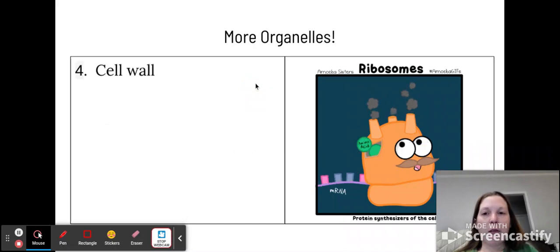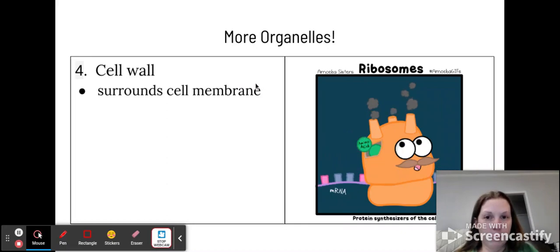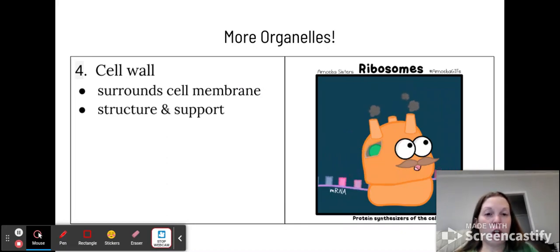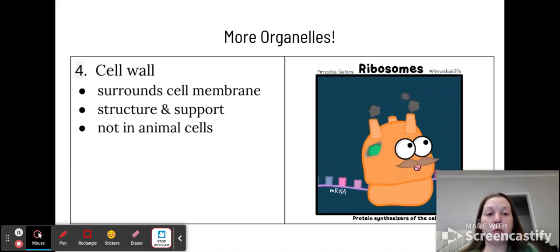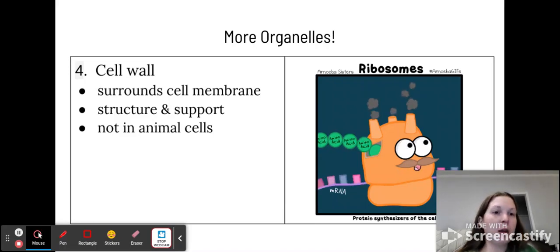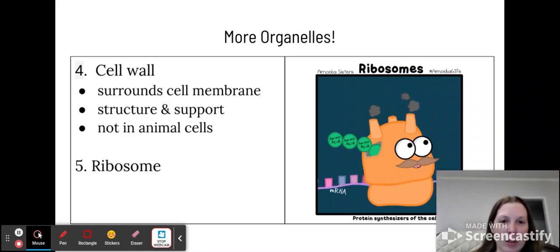So, more organelles: we have a cell wall, and this surrounds the cell membrane. It forms structure and support. And this is not in animal cells. So this is specific to plant cells. When you see plant cells, you will see that they tend to be more rectangular or square, and that's due to the cell wall. Whereas our cells, the shape can be manipulated a little bit, not a ton, based on the ratio we have to keep, but our cells are a little more rounded or rubbery looking.